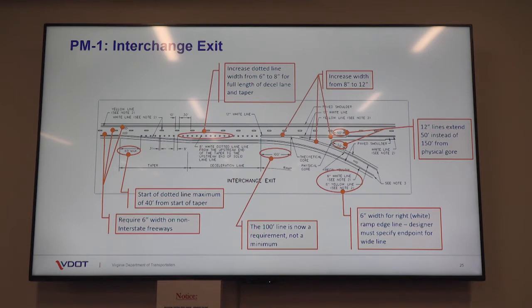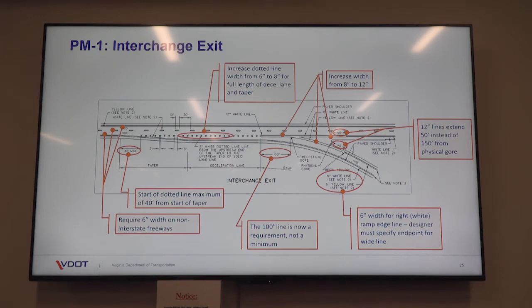Right now, it's 6 inches, so now we're going up to the wider, 12 inches at the gores, as I mentioned. This applies to all freeways, not just the interstates, but non-interstate limited access highways. There have been several safety studies that have demonstrated that the wider lines, like I said, improve the visibility. They have longer longevity as you come back and reapply. And they're more easily detected by our advanced vehicles now. This requirement applies to all the lines that you see.